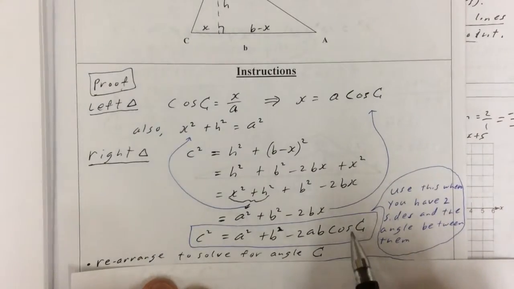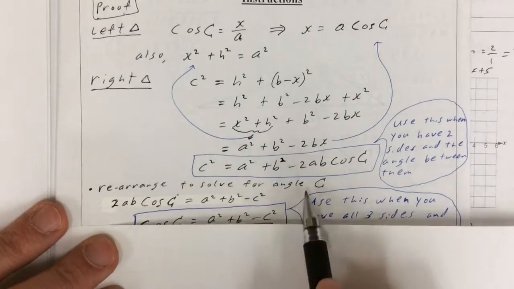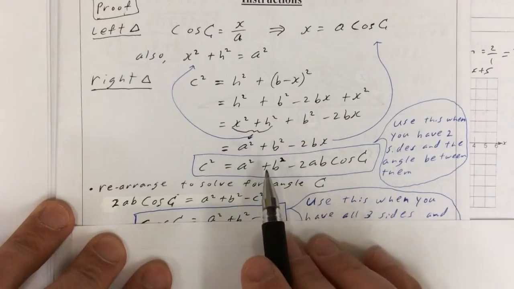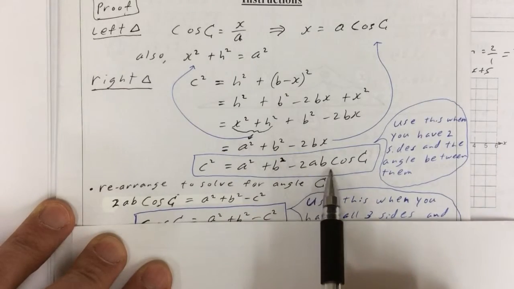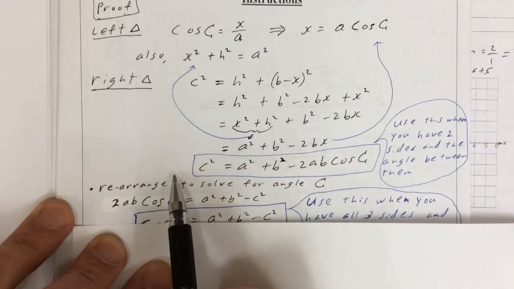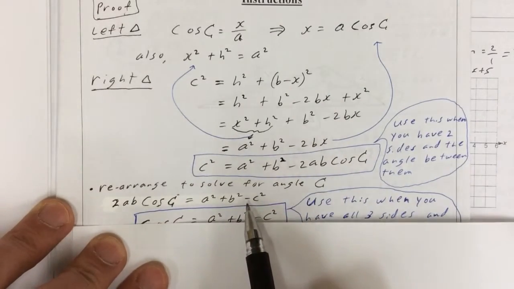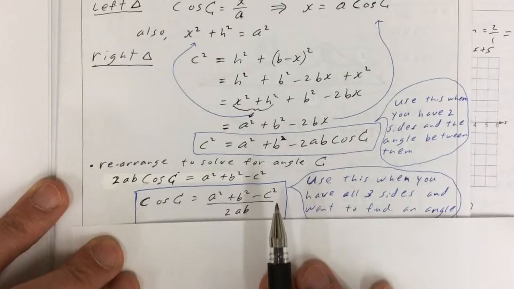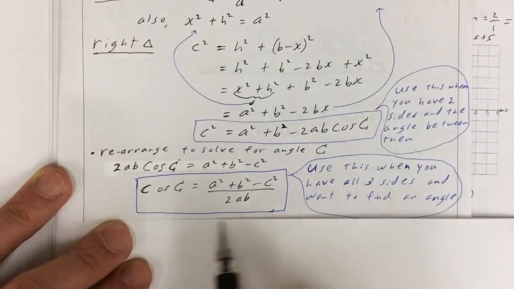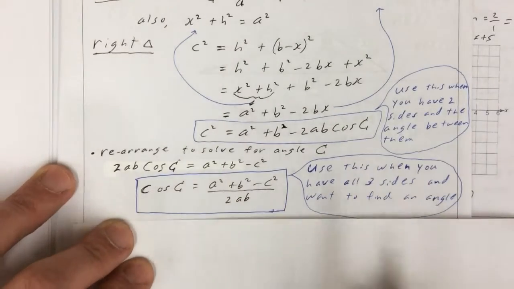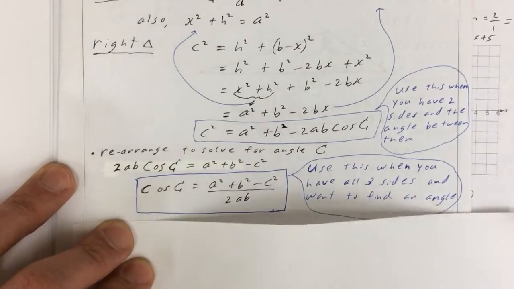Now, if you want to find the angle in this, you can use some algebra to rearrange it. Rearranging this, bringing the a squared and b squared to the other side, or bringing the negative 2ab cos C to the other side becomes positive, and then bring the c squared to this side becomes negative. Then you divide both sides by 2ab, and this is a formula if you need to find an angle. So if you need to find the angle, given all three sides, a, b, and c, then you can do that.